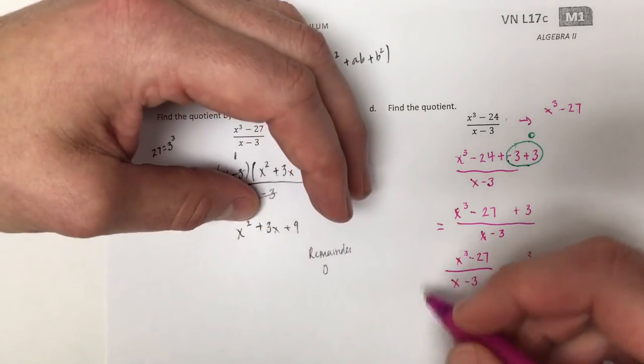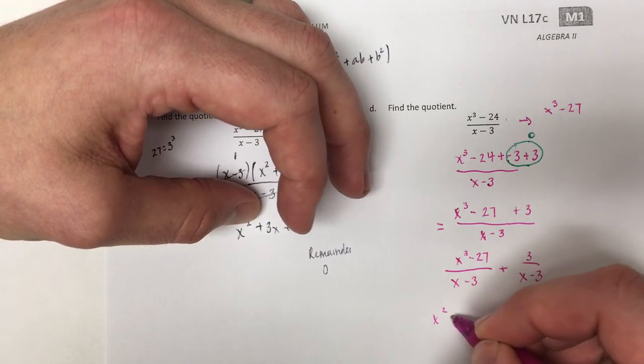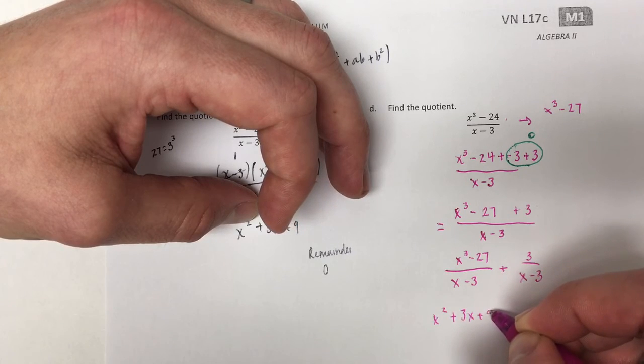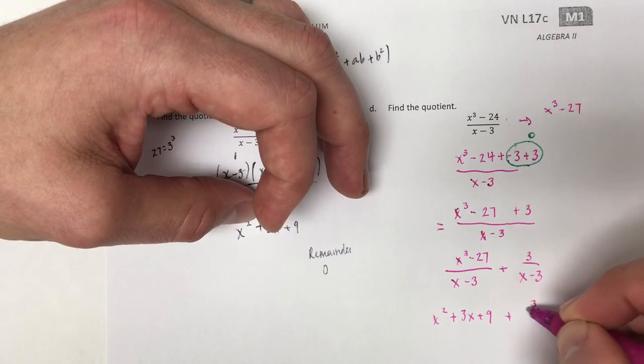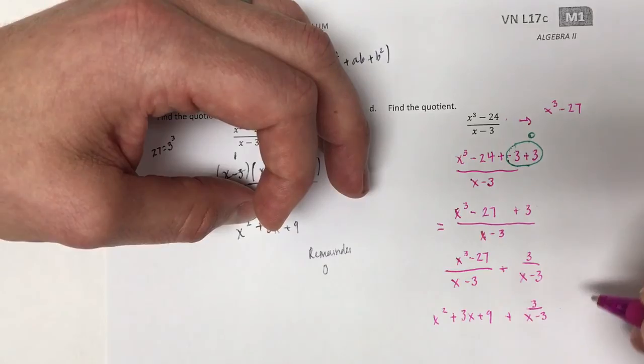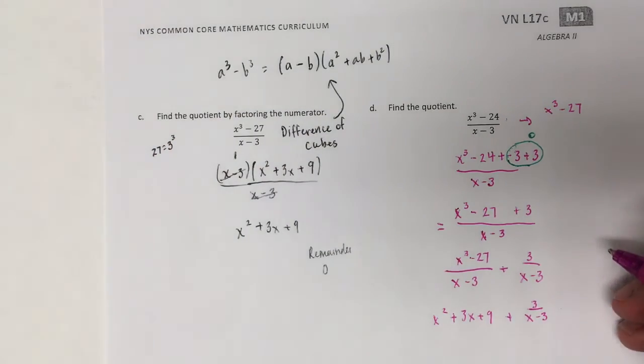And so the left-hand side, we just did all that work, so we might as well use it. X squared plus 3x plus 9. On the right-hand side, that tends to be our remainder. And so that would be how we could do the remainder.